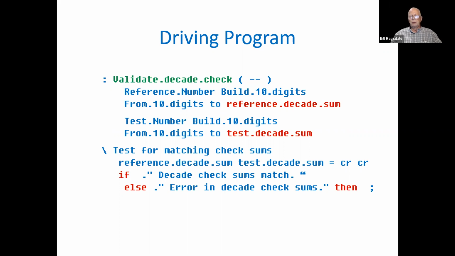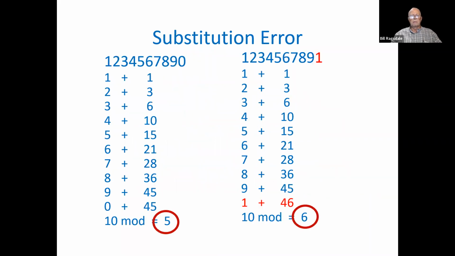So now we have our two checksums. One is our reference number at the beginning, and the second one is the one that may or may not have an error in it. The last three lines give a simple English language display where the decade sums match or do not.